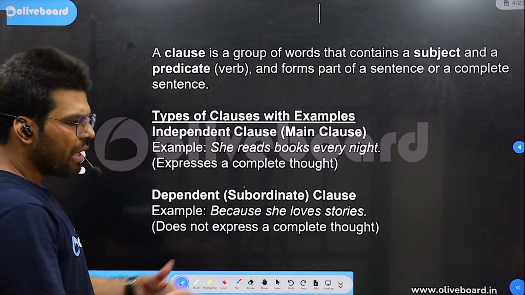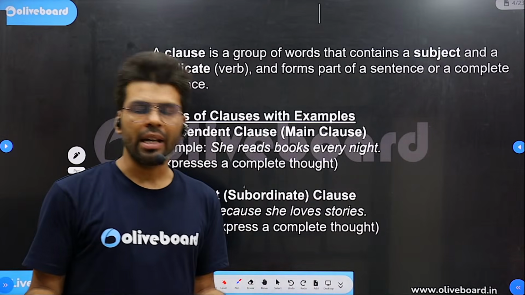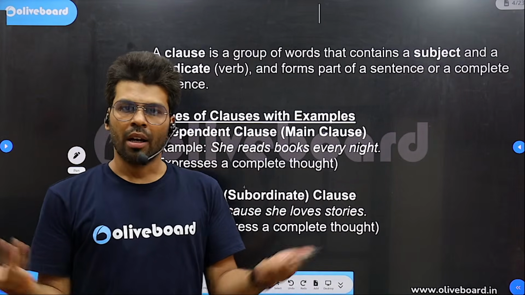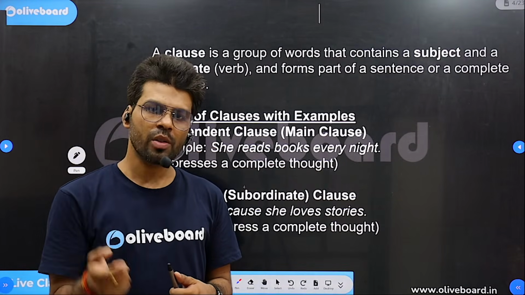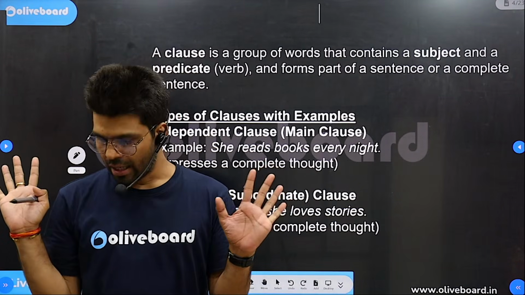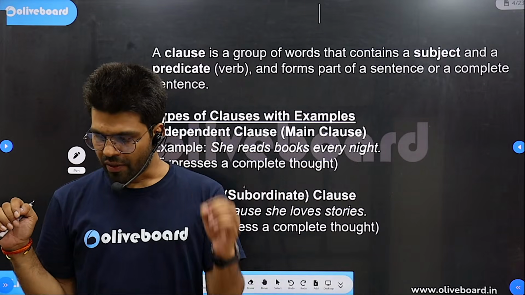Now, that may be independent. It doesn't need any other statement to complete its meaning, called an independent clause. It may be dependent, may need another statement or clause to complete its meaning. As simple as that. I repeat, phrases and clauses differ this way.